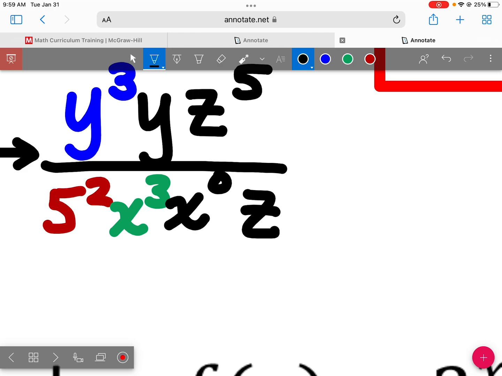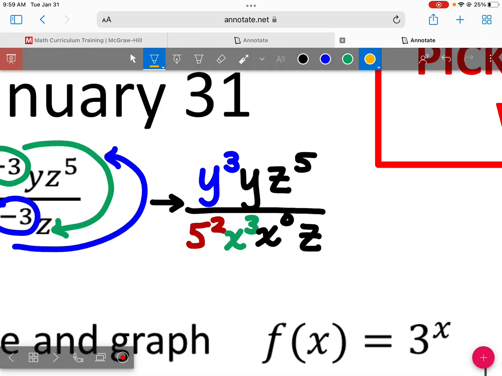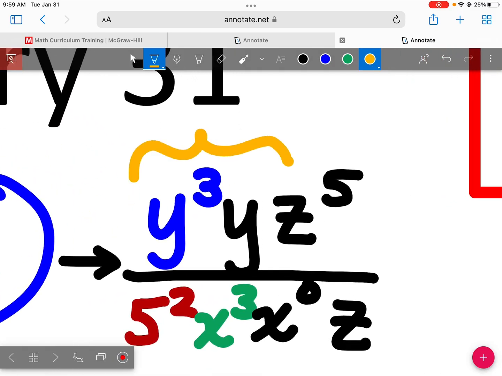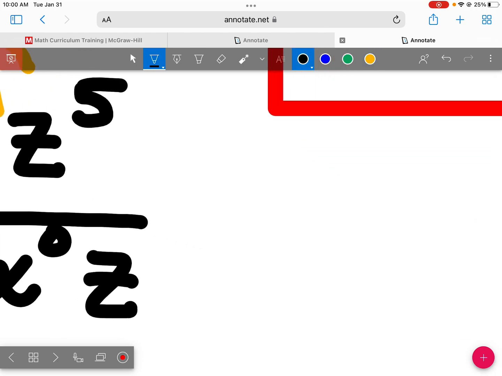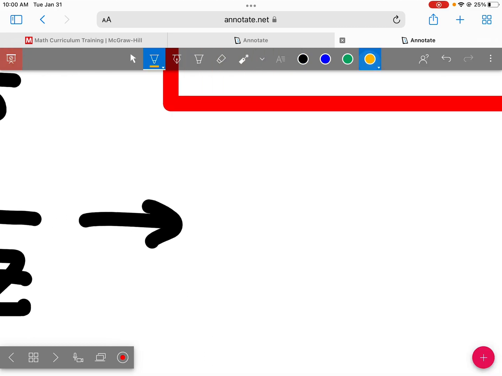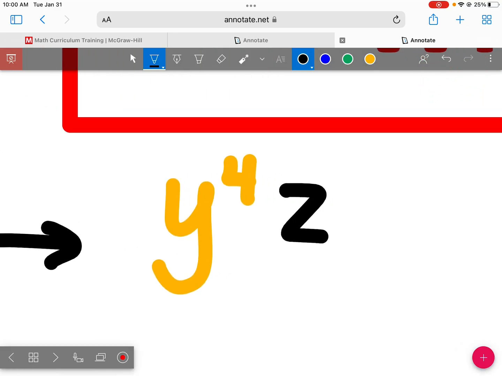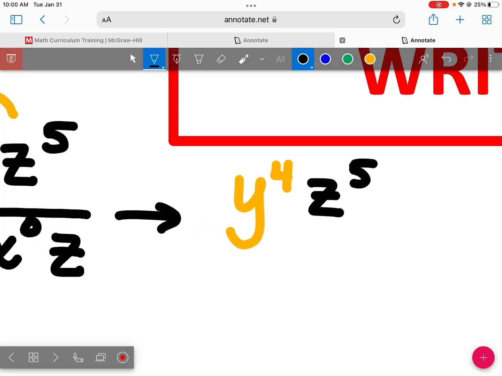All right, now we need to look for anything that we can actually combine together. Do you guys see how I have 2 y's up on the top? This is y to the 3rd, and the one in black is y to what power? Y to the 1st power. So how many y's do I have all together up on the top that are being multiplied? 4. I have y to the 3rd, that's y times y times y, times that y to the 1st. So there's 4 of them all together. So I have y to the 4th power in my numerator. And then we also have z to the 5th up in the numerator.